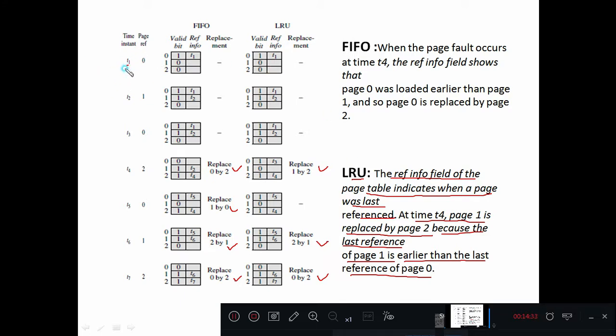So at time t1 page 0 is referenced and it is there in the main memory, and its valid bit is 1, and no page fault occurs. Page replacement is not needed in case of the first page, that is page 0, right? At time t2 page 1 is referenced. Even that is there in the main memory, so again we do not require any page replacement. Okay, next at time t3, page 0 is again present in the main memory, right?